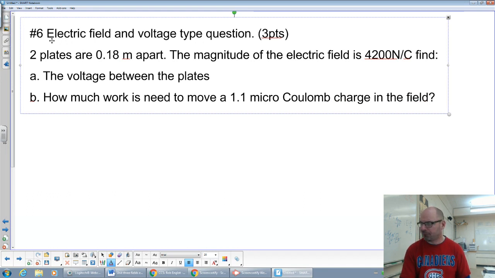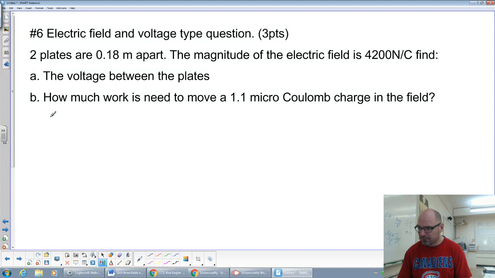So again, we're just using the potential difference equation, and we're just using the equation for work in an electric field. So what we do know here is we do know the electric field strength. And I'm going to put a little F so that we remember that's electric field, not energy.